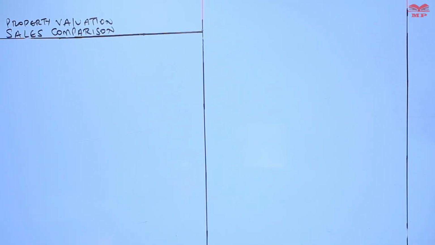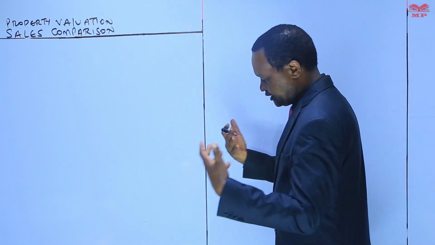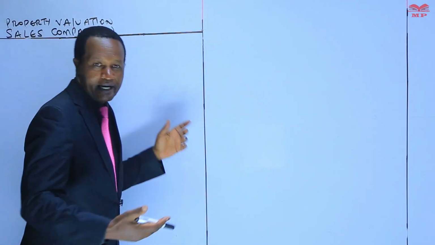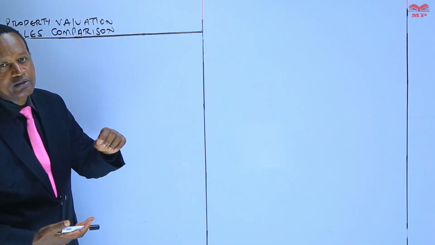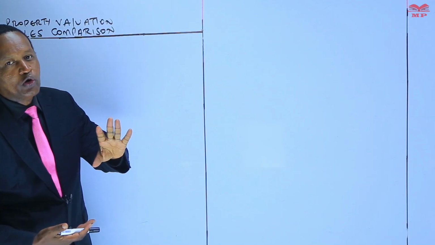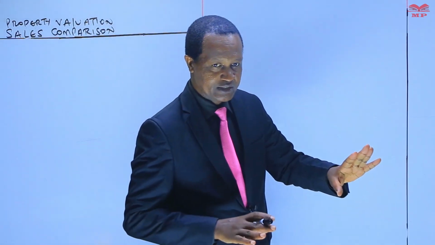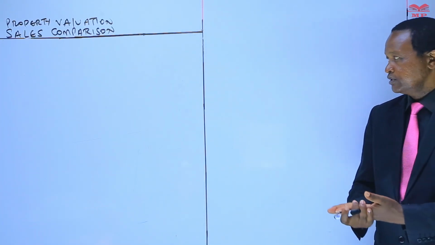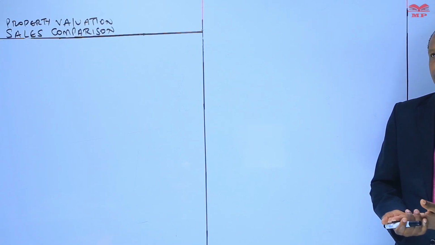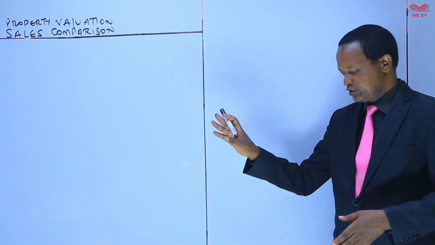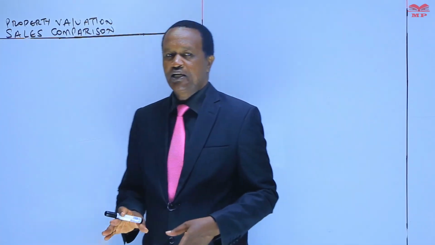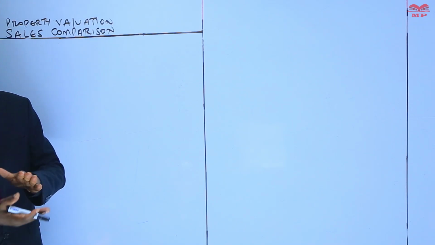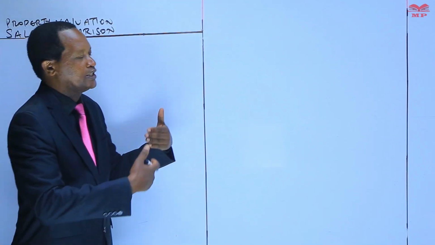It operates on the principle of substitution, which states that a rational buyer will pay no more for an asset or property than they would for a reasonably close substitute. You understand? So if you are to buy a house, for instance, a rational buyer will pay no more for a property than they would for a reasonably close substitute.